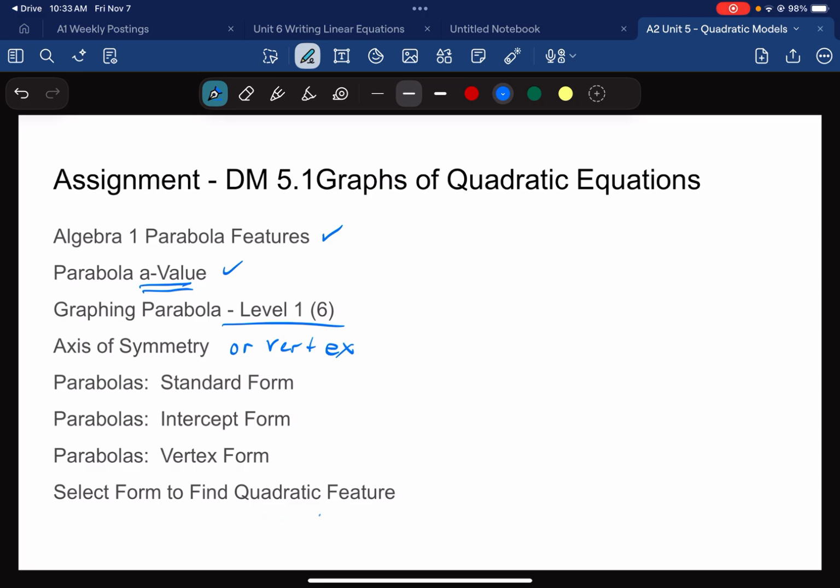And then this last one asks you to select a form to use to find specific information. So if you want to know what the vertex is, what form do you want to see? Well, you want to see the vertex form. If you want the x-intercepts, what form do you want to see? You want to see intercept form, and so on and so forth. All right, try those problems.